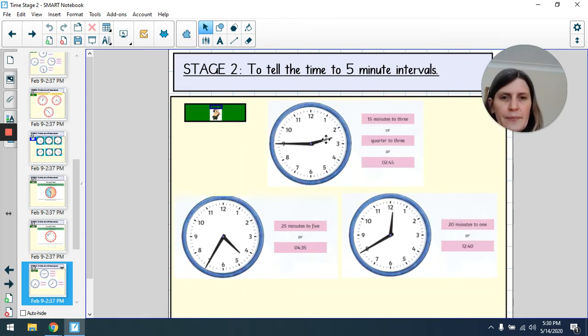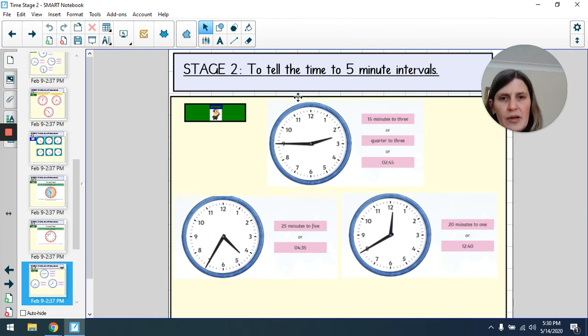Right, so look at your hour hand first. We can see that the last o'clock time was 2 o'clock and it's heading towards the 3. So the next o'clock time is going to be 3 o'clock. So what we do is we go up to the 12 and we count round in 5-minute jumps to see how many 5-minute jumps it is until it will be 3 o'clock.